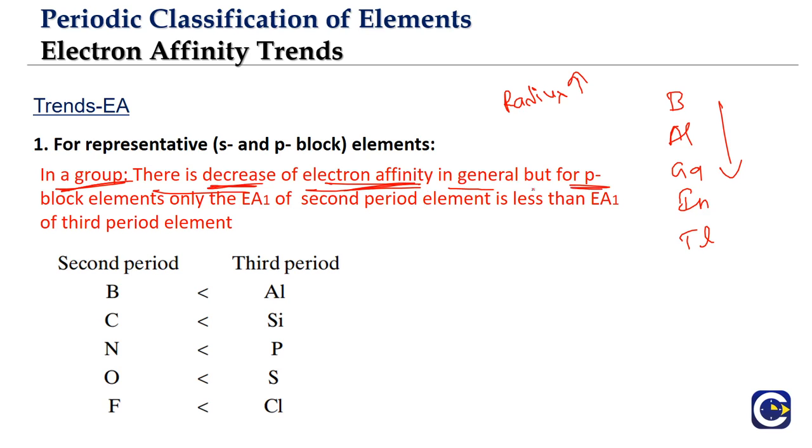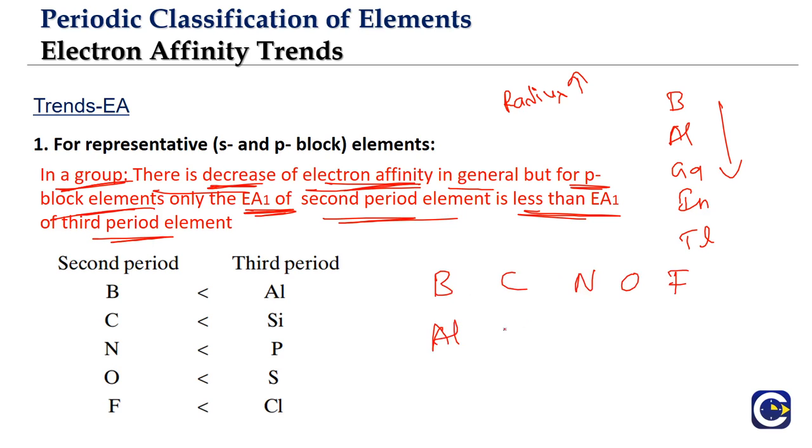But in the p block elements, the electron affinity of the second period element will be less than the third period element. Say for example, the second period is boron, carbon, nitrogen, oxygen, fluorine. What about the third period? The corresponding elements: aluminum, then silicon, then phosphorus, then sulfur, then chlorine. This is the second period, this is the third period.